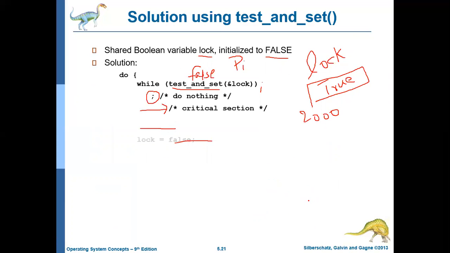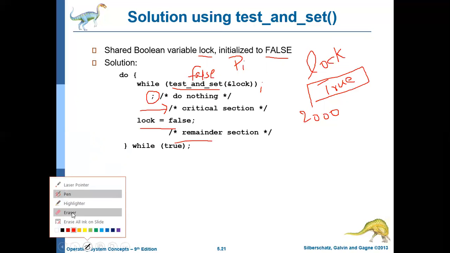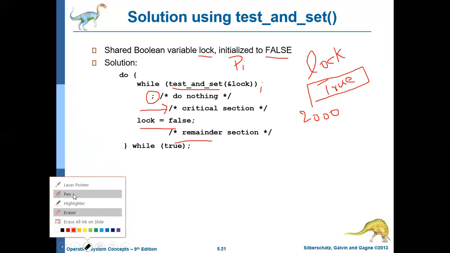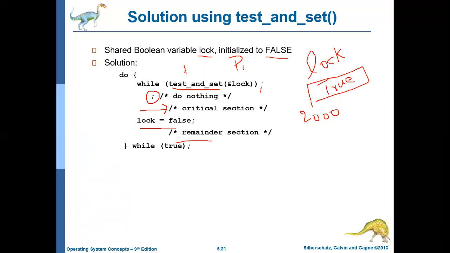So what the test and set function, the atomic function, returns here is true. It means that somebody else is already using the critical section, so this particular process pi cannot enter the critical section. As the while loop gets true, it will again call test and set with the lock value. Like that it will keep on checking. This is called a spin lock. It will keep on rotating here.